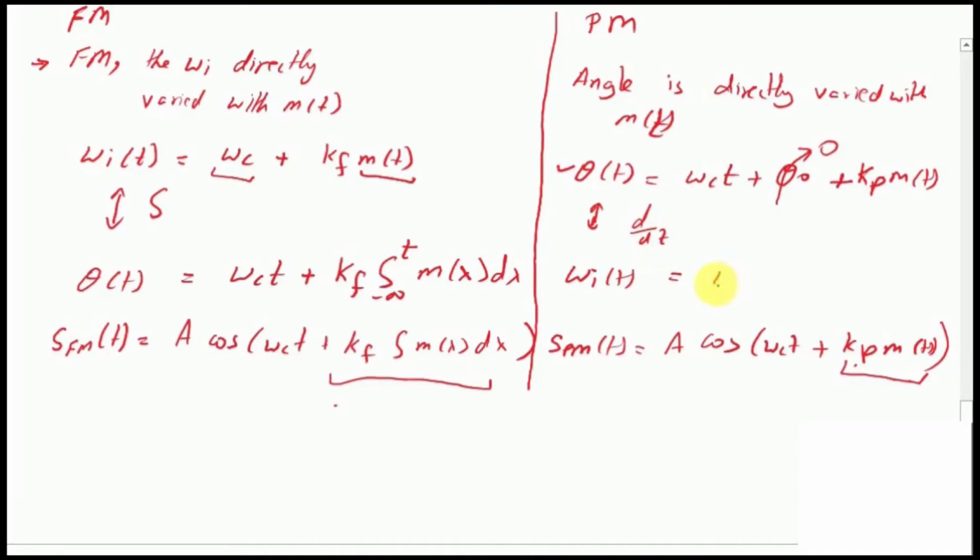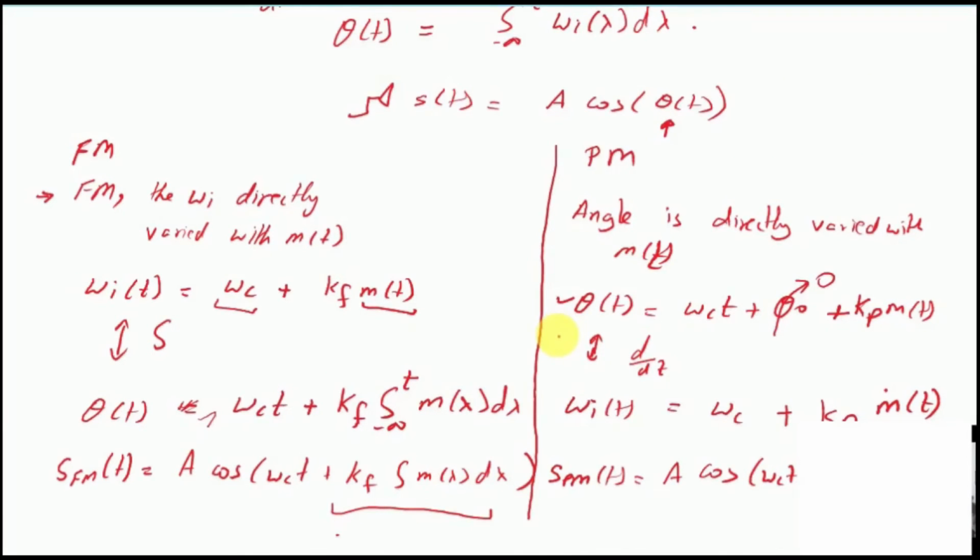So that would simply give us Wc plus Kp, which is constant, so it will come out of the derivative, but now we have m dot of t. So this is something that we will get. So we have now all the relationships. We have the instantaneous frequency, the phase, and the transmitted signal. And similarly for PM, we have the angle, the instantaneous frequency, and the transmitted signal.